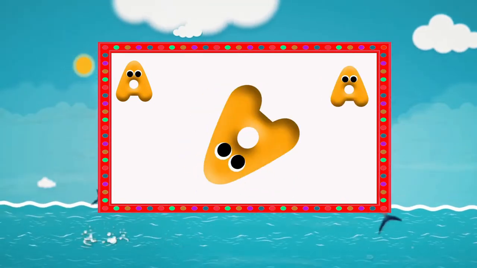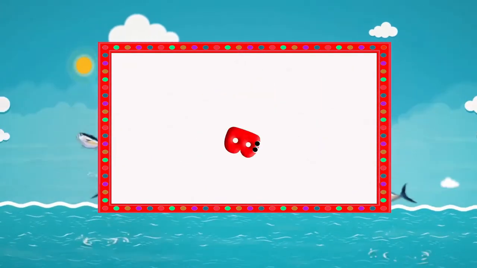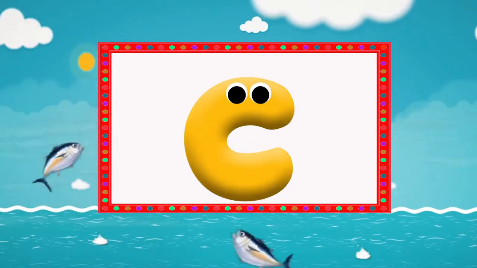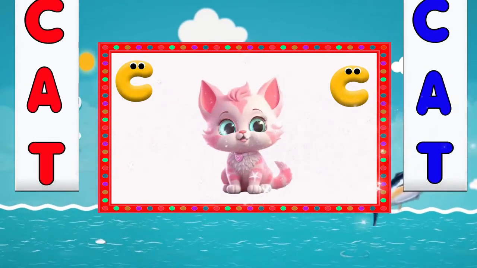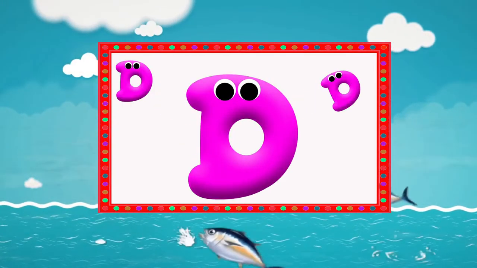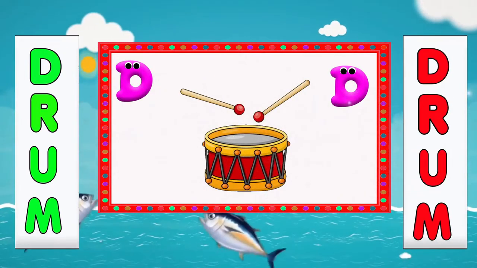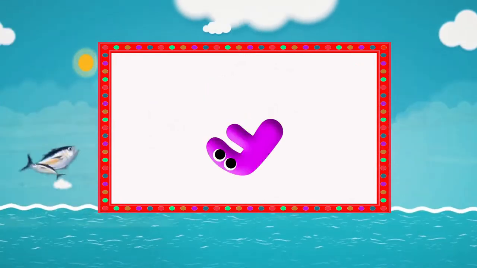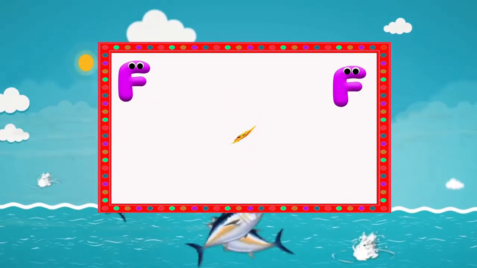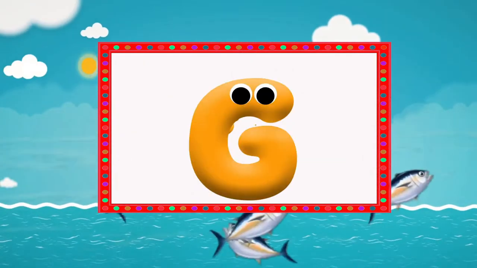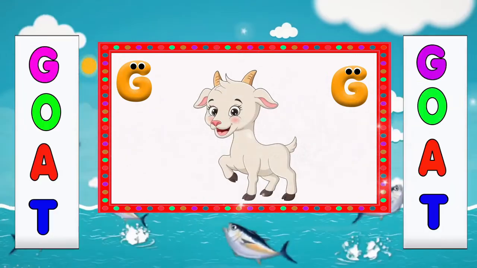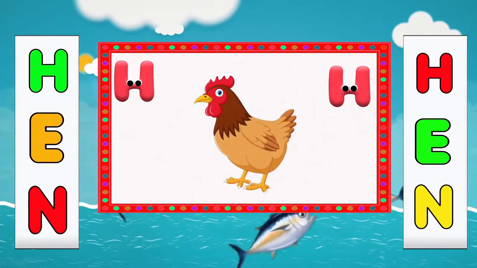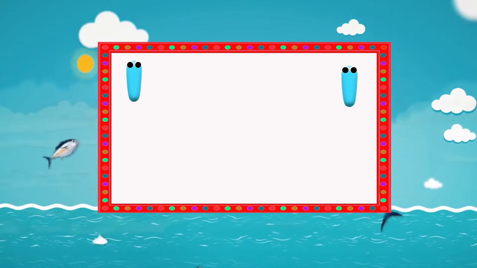A for apple. B for bear. C for cat. D for drum. E for eagle. F for fish. G for goat. H for hen. I for umbrella.